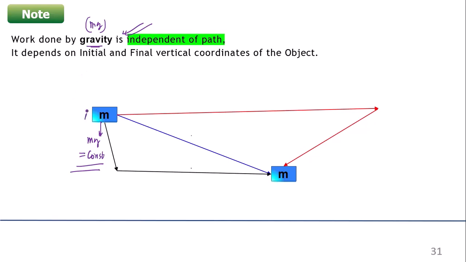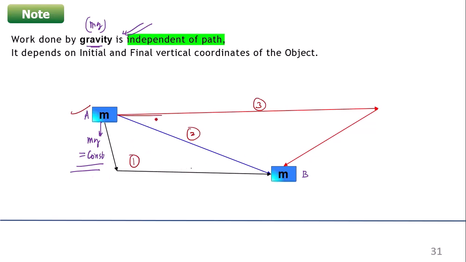Because if I move the block from point A to point B, following, let us say, three different paths, path number 1 or path number 2 or path number 3, the answer remains the same. Why? Because whenever I am displacing the block, I have to calculate the displacement, and displacement depends on the initial and final position. So initial and final positions are fixed. So what is the displacement?